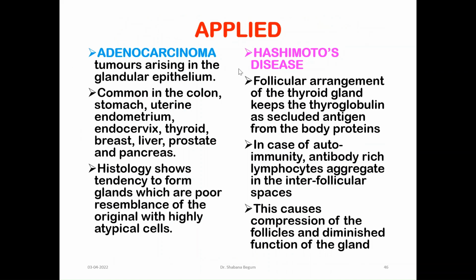Next is adenocarcinoma. These are tumors arising from the glandular epithelium. It is commonly seen in colon cancer, in stomach, uterine endometrium, etc.